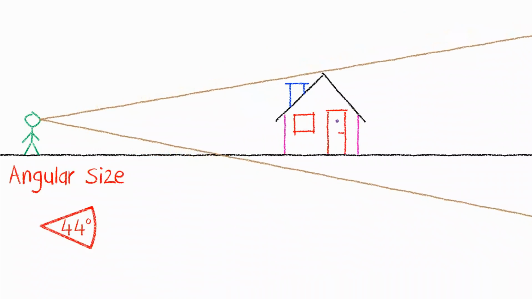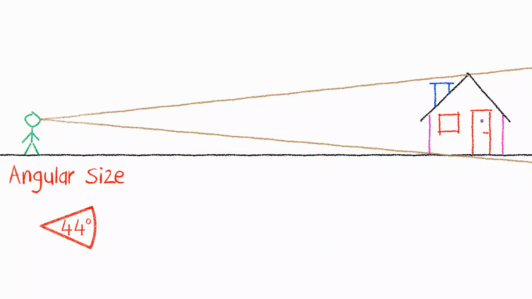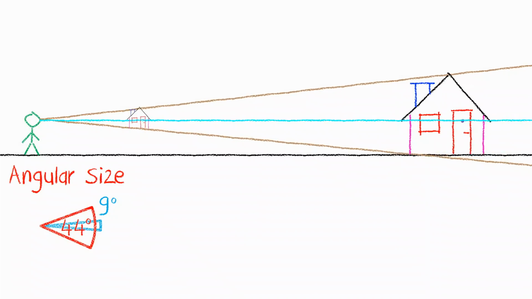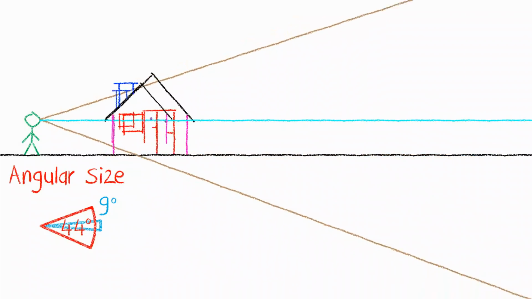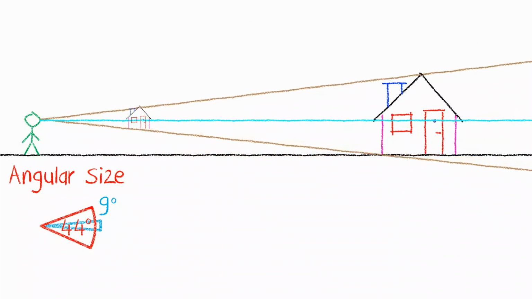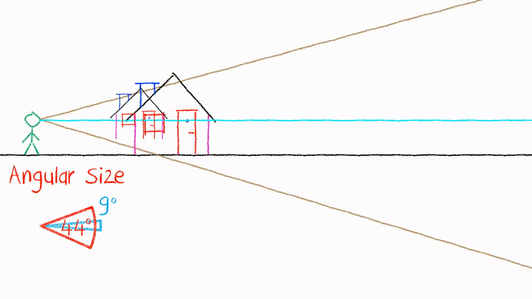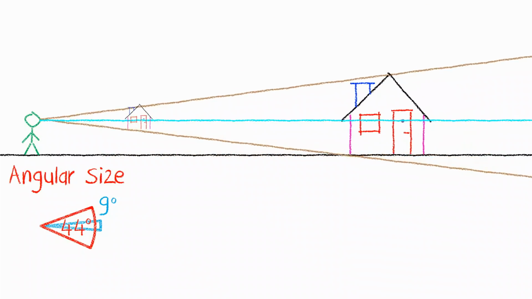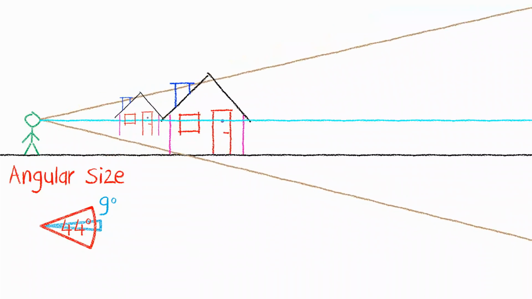If we move his house away, the house takes up less of his field of view, and its angular size is smaller. But the peephole remains at his eye level. But to Jerry, it looks like his house got bigger and smaller as it got closer and further away. But really, the only thing that changed is its angular size, taking up more or less of his field of view.